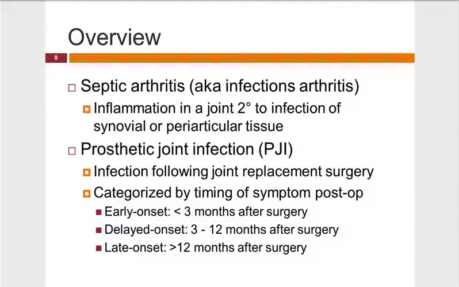And knowing the onset will also help you to decide how you're going to treat in terms of can you retain the prosthesis, right? Has it been long enough that it's probably going to have to come out, or is it like a fresh, brand new joint that you're going to try to save?